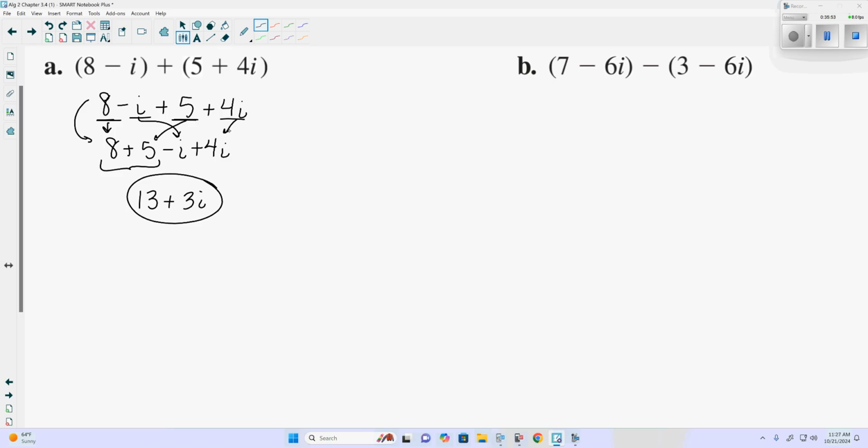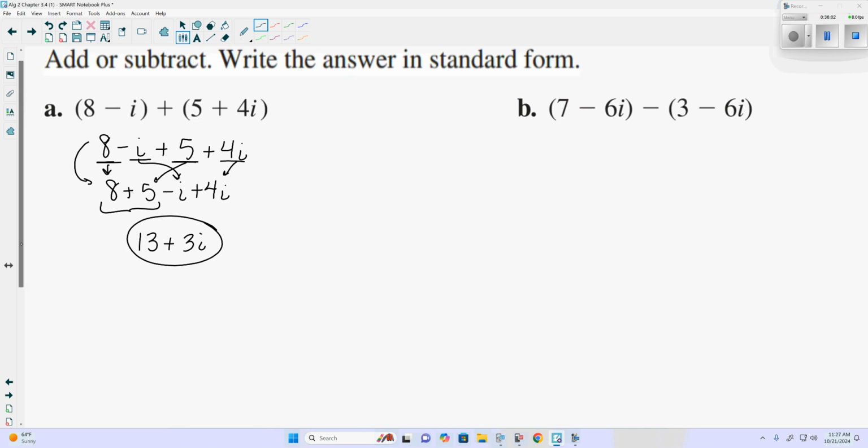8 and 5 gives us 13. Our negative i plus 4i, 4i minus i, gives us 3i. So our 8 minus i plus 5 plus 4i is 13 plus 3i. And that's as simplified as it gets, because 13 and 3i are not like terms, because i is the square root of negative 1. And we get this here.